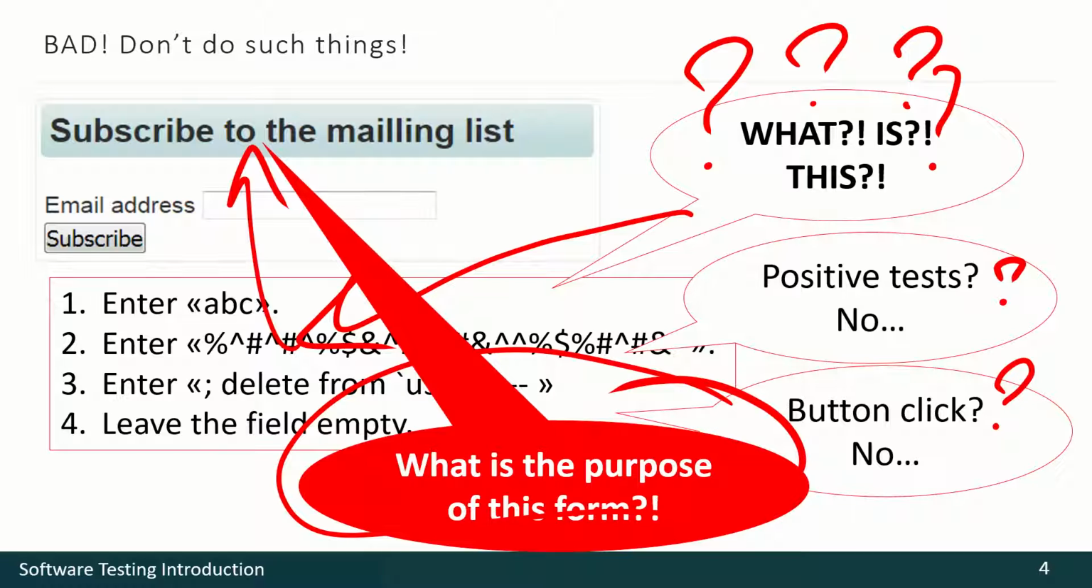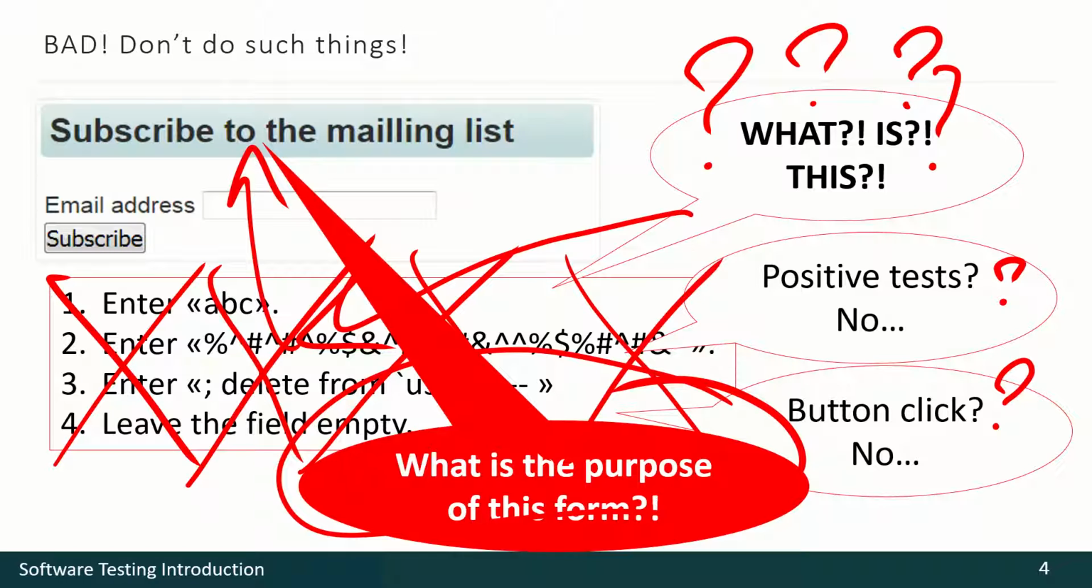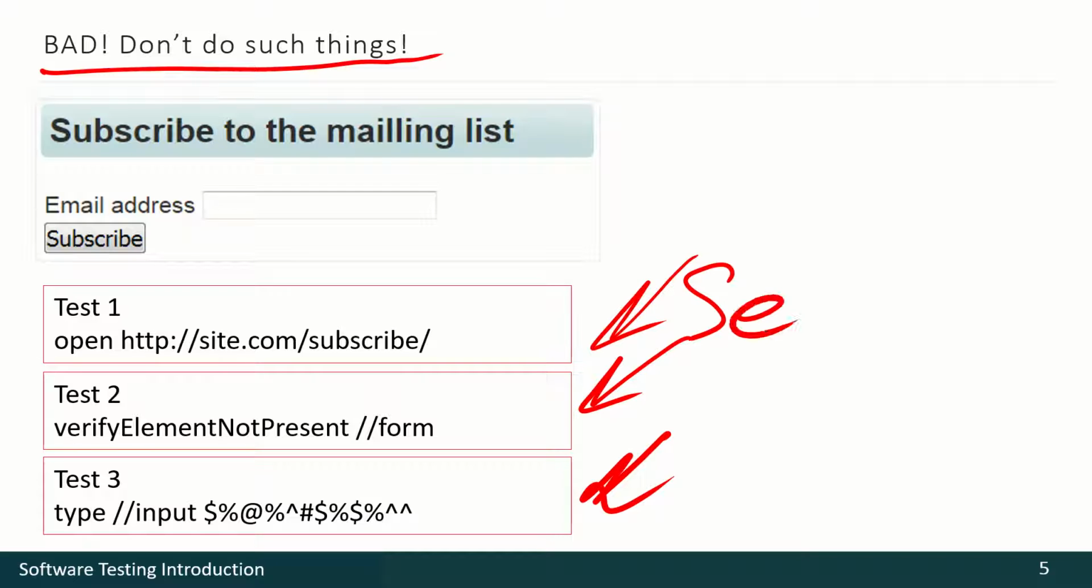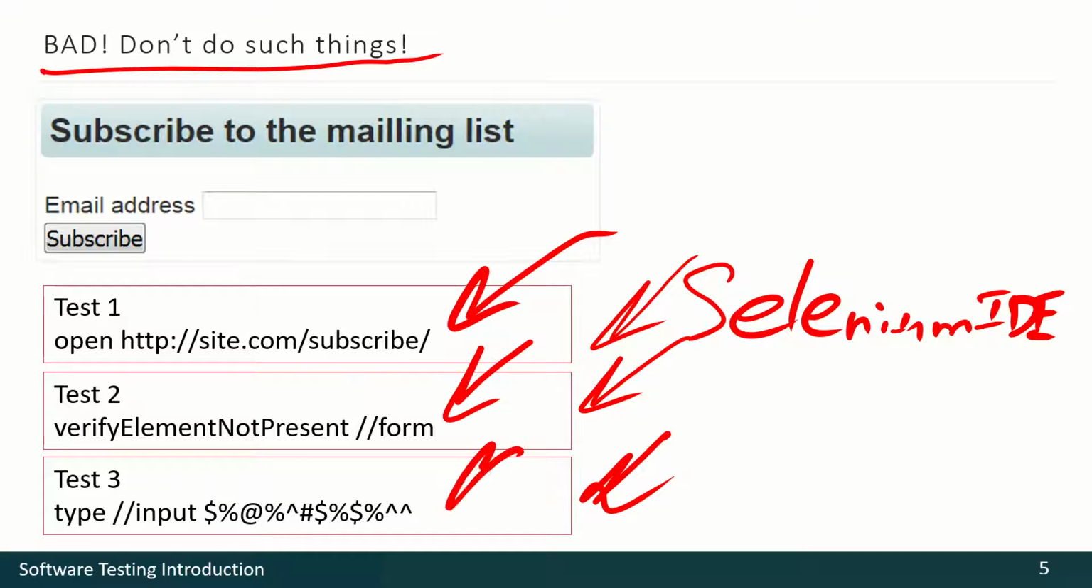So all this effort was spent in vain, and it's good that we've stopped at the checklist stage. So these points were never transformed into test cases, and thus we've saved some time. Or even worse, if we are using some test automation tool like Selenium IDE, we may see such bad things. This is just garbage. All those 3 tests do nothing useful.